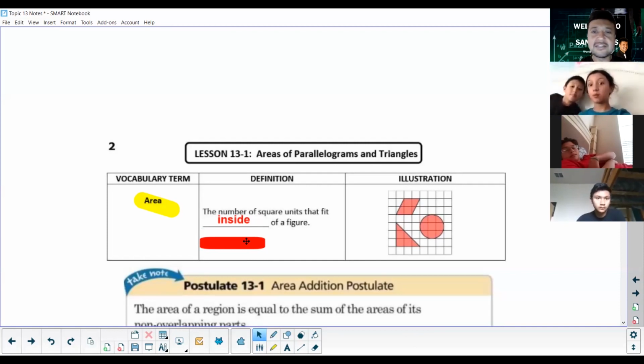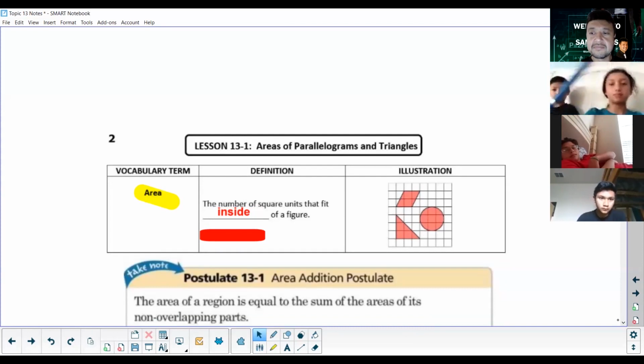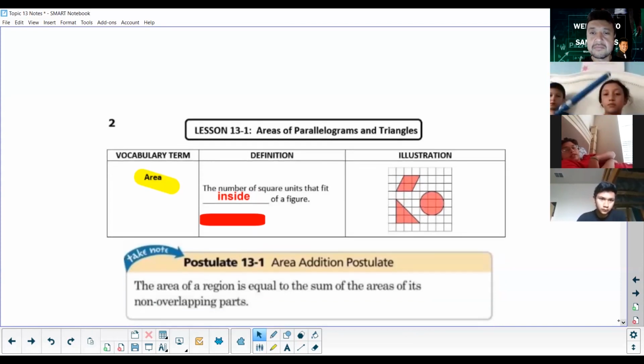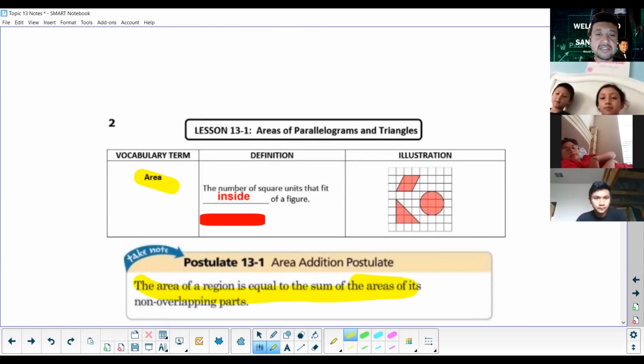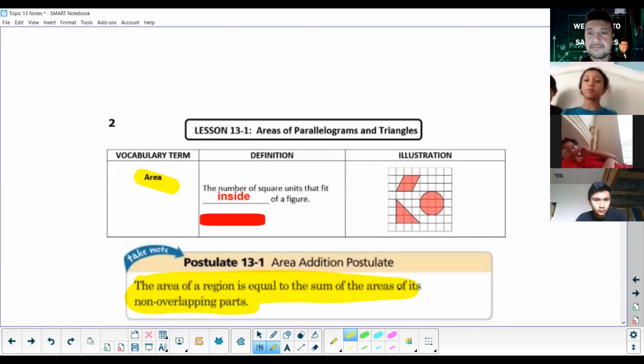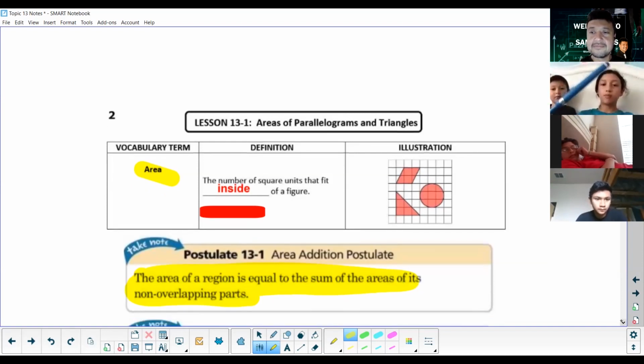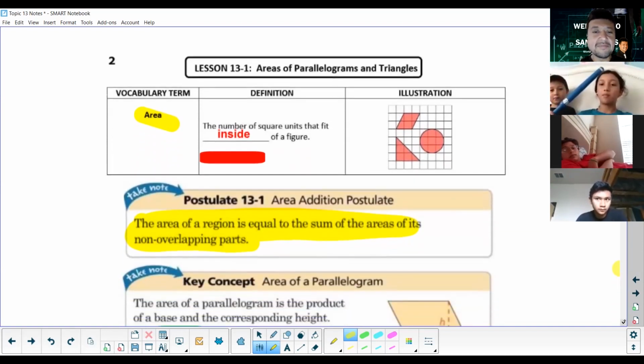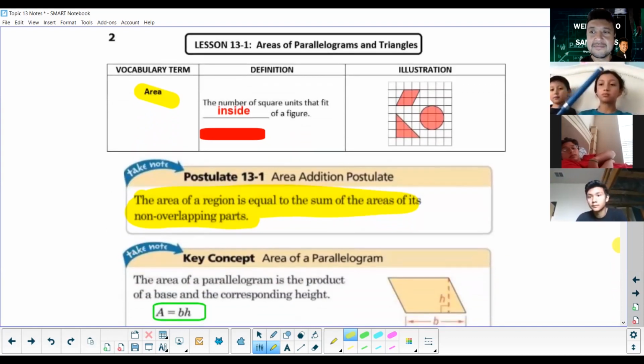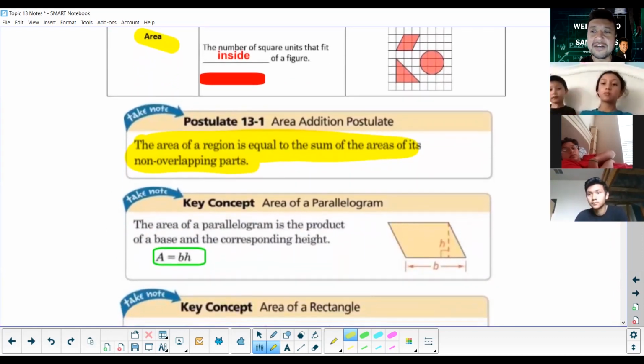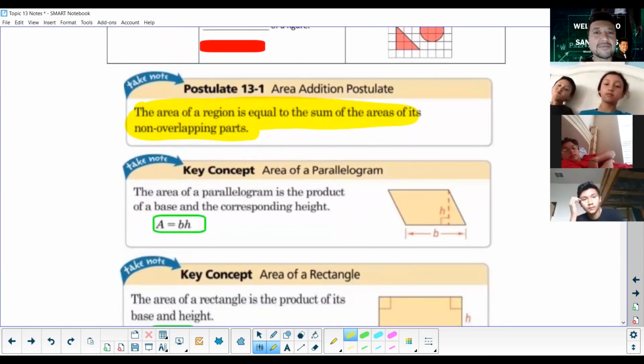Max, go ahead and read the next one. The area of a region is equal to the sum of the area of its non-overlapping parts. All right, excellent. So the area of a region is equal to the sum of its non-overlapping parts. Marcus, how would you describe this? How would you describe the area addition postulate, in your own words?